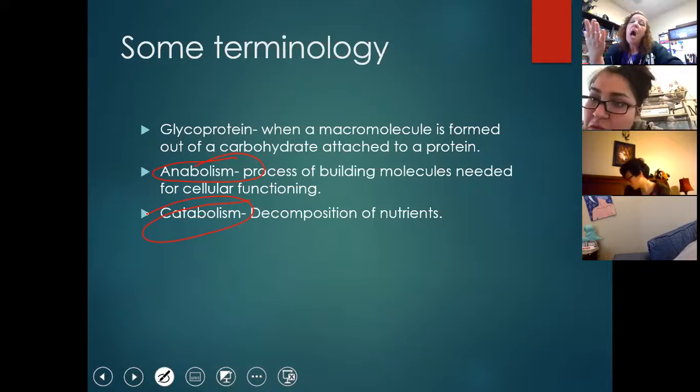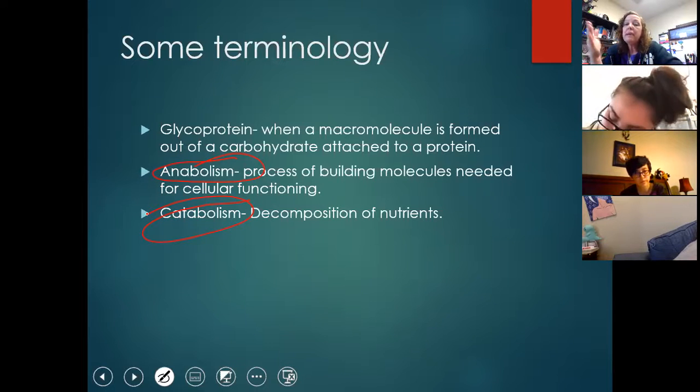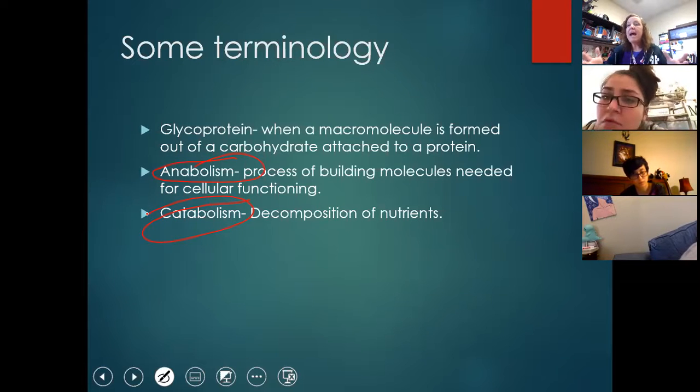Ana means up, to build up. So anabolize, anabolic means to build something. Kata means down, under, beneath, or against. Look at that, just right off the top of my head. I can see that slide in my head. Kata means to break down.